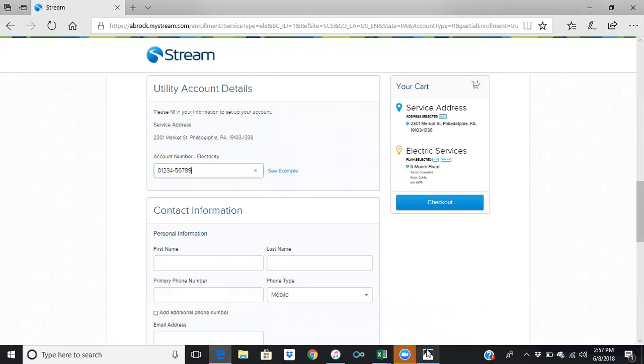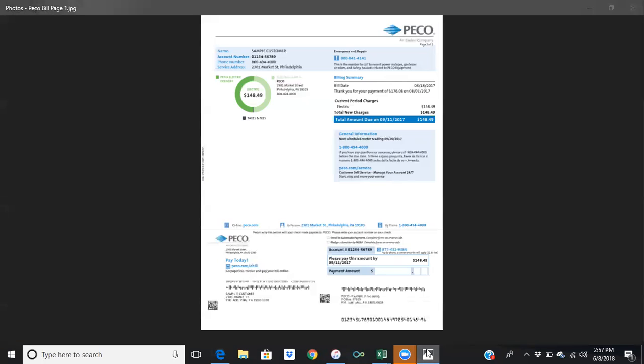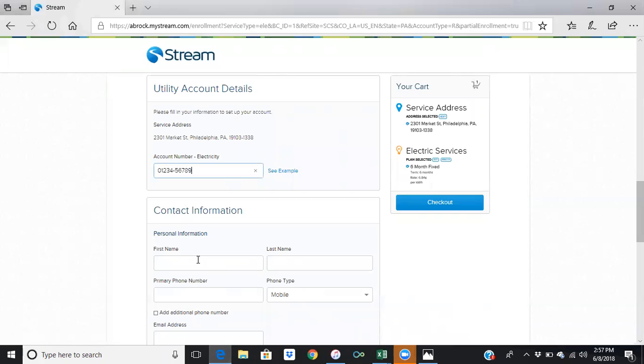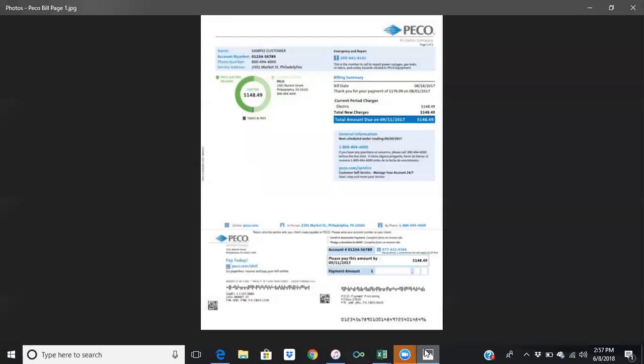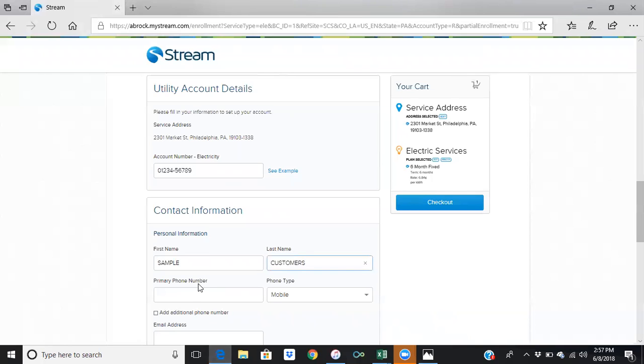All right? The next piece of information they need is the name. We see that it is Sample Customer. So even though it is in capital letters, that's how we're going to enter it. The next thing they need is the phone number, okay? So you're going to enter the phone number that is associated with the account.